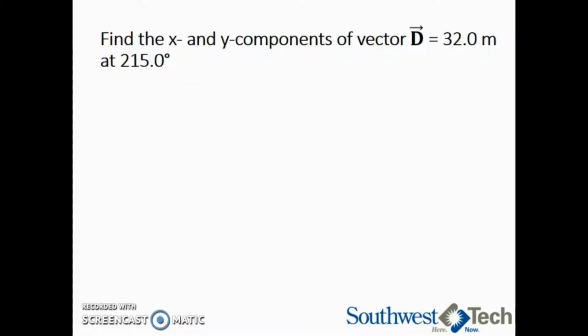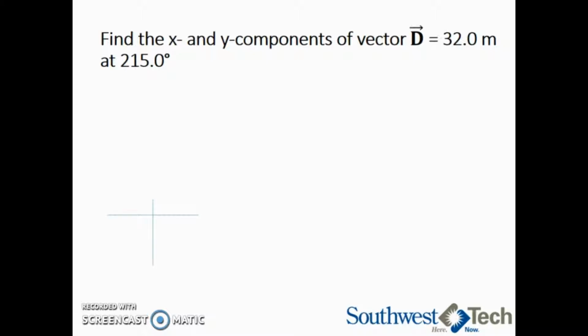This video is going to go through an example of finding the x and y components of a vector given its magnitude and direction. We want to find the x and y components of vector d, which is 32 meters long, at 215 degrees. In order to separate out the x and y components of the vector, we will need to use a little trigonometry.